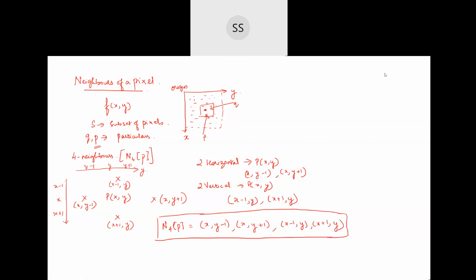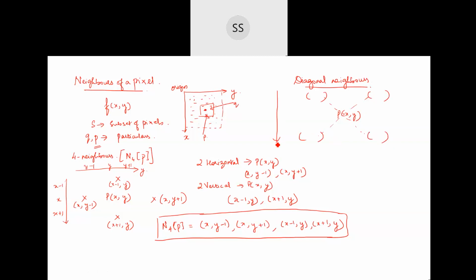Once I've got the four neighbors of my P, I would like to talk about the next set of neighbors, the diagonal neighbors. What do you mean by diagonal? That means the left diagonal and the right diagonal. So if this is my point P at x comma y, I'm going to talk about a pixel at this position, this position, this position, and this position.